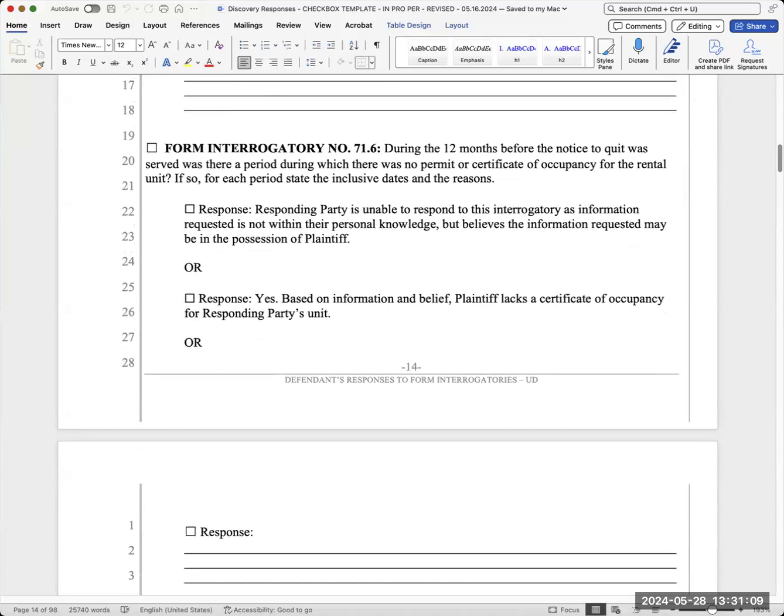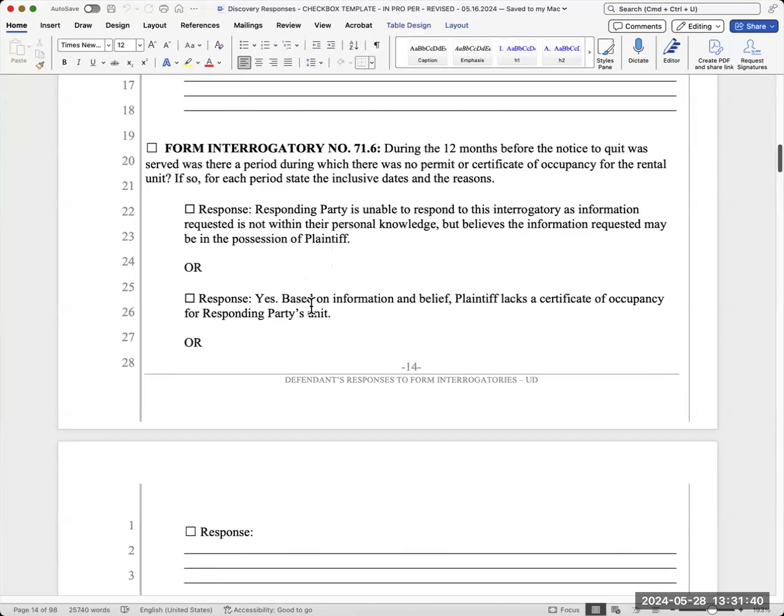71.6, during the 12 months before the notice to quit was served, was there a period during which there was no permit or certificate of occupancy for the rental unit? If so, for each period, state the inclusive dates and reasons. And again, this question is similar to the one made earlier about permit or certificate of occupancy.